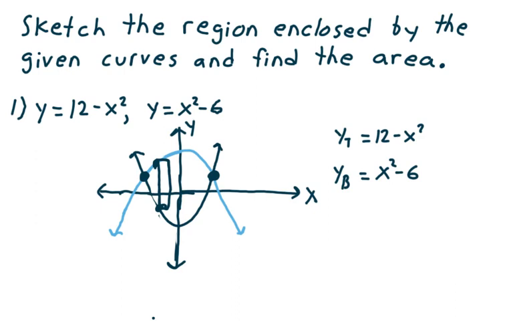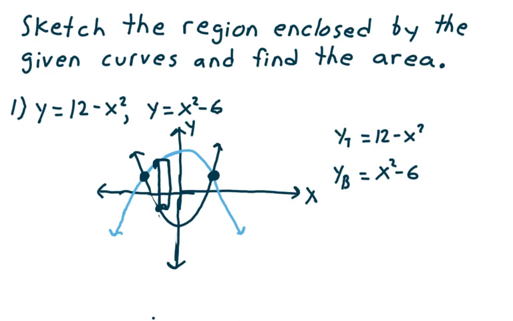And notice how I drew a representative rectangle within the region for which I want to find the area. Why? Because that rectangle will help me to determine the top function and the bottom function. So the top function y sub t is equal to 12 minus x squared. The bottom function y sub b is equal to x squared minus 6.